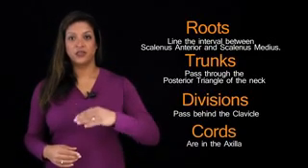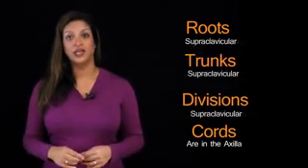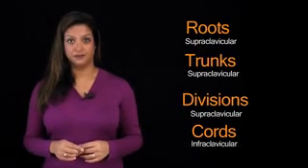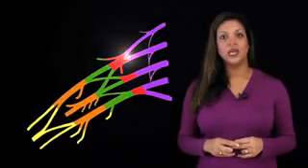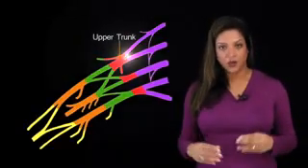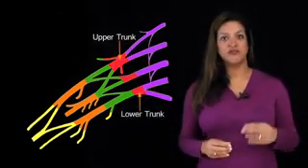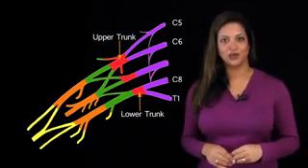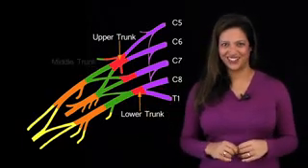So anything above the clavicle, i.e. the roots and the trunks, are supraclavicular, and anything below, which is the chords, are infraclavicular. So how do we get from the roots to the chords? The top 2 roots unite to form the upper trunk. The bottom 2 roots unite to form the lower trunk. So that C5 and C6 form the upper trunk, C8 and T1 form the lower trunk, and C7 is just fine, thank you very much, on its own.